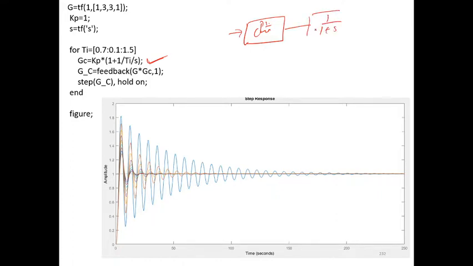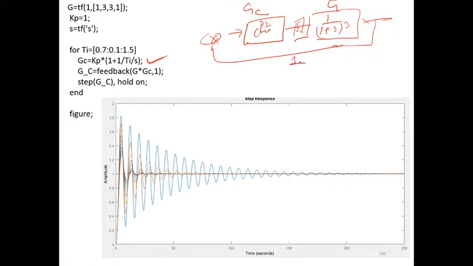And then this is the plant, 1 upon (s plus 1) whole cube, and then the feedback, okay. And here the situation was this is linear, so we will take it. So the PI controller transfer function is Gc, or this is the gain, okay. The feedback is 1, so what will it become? G into Gc, this becomes your forward path, G into Gc, and there is a unity feedback.